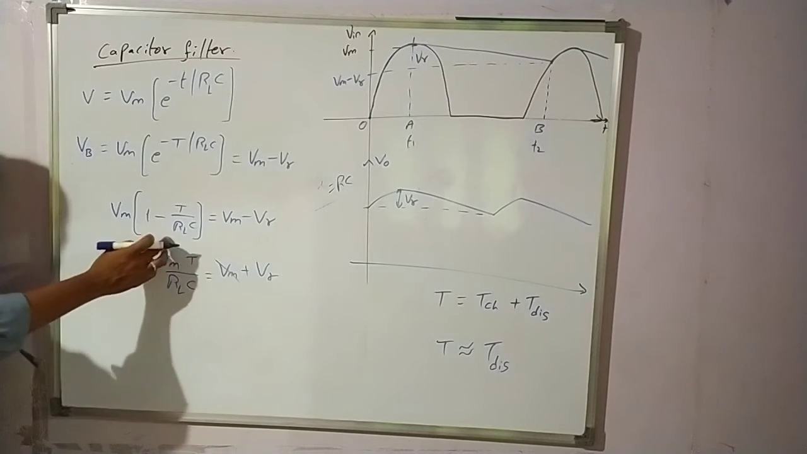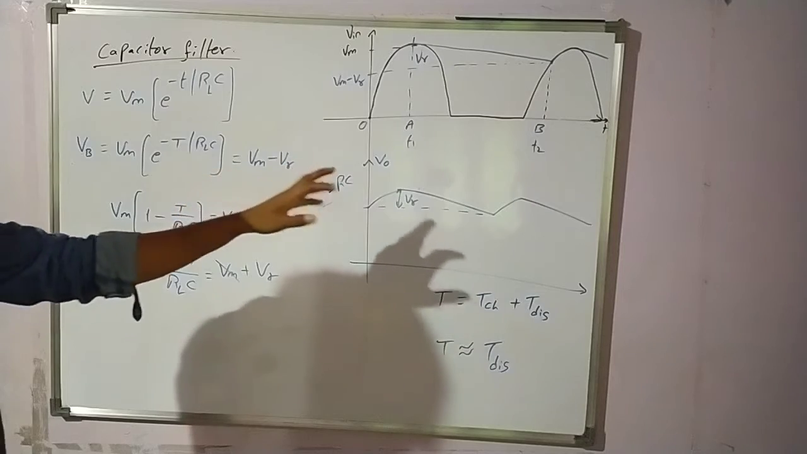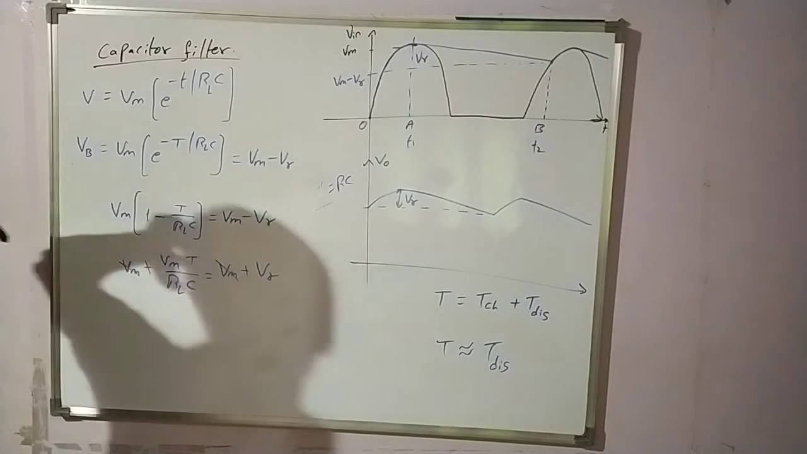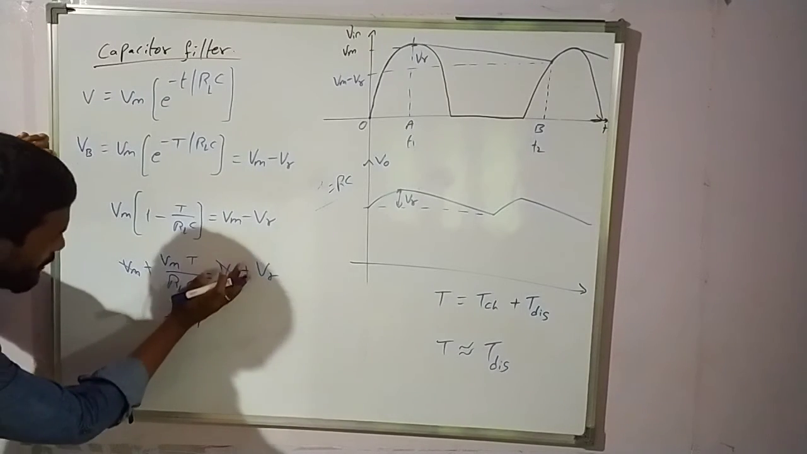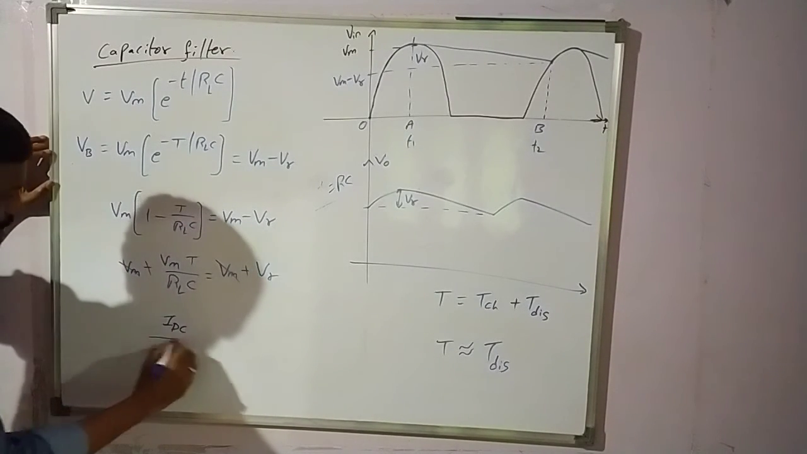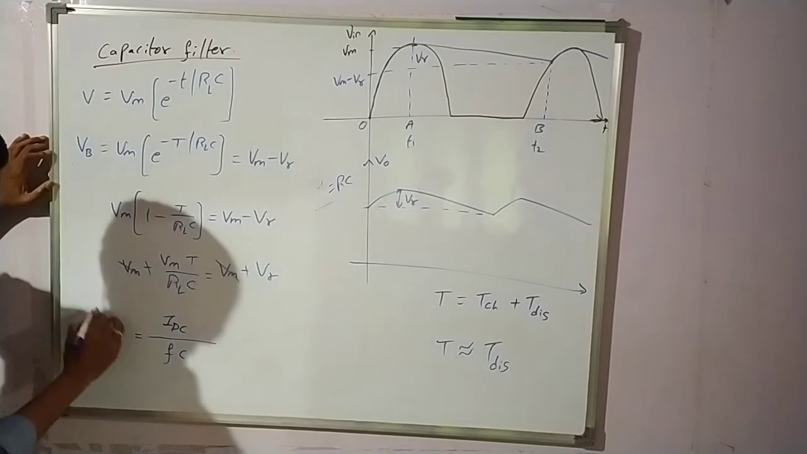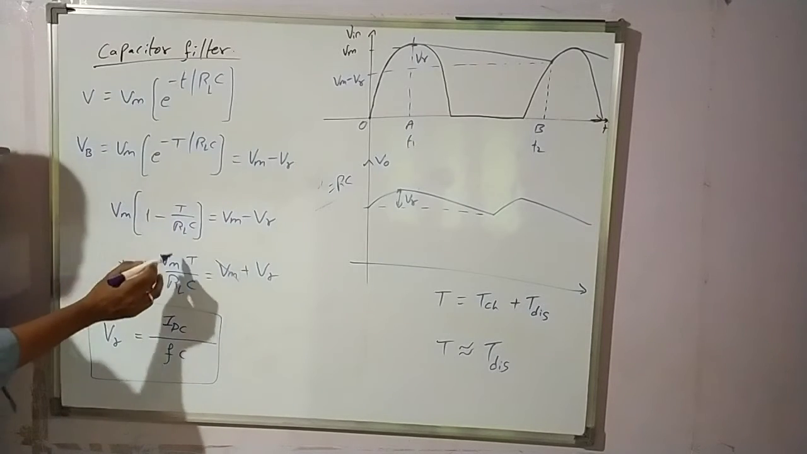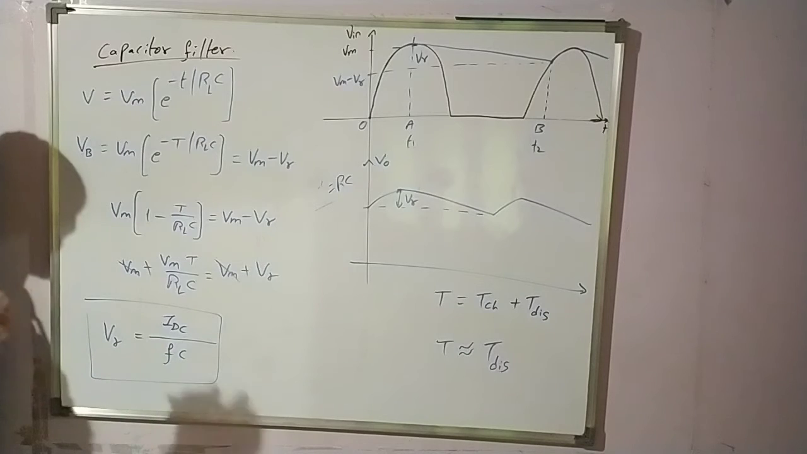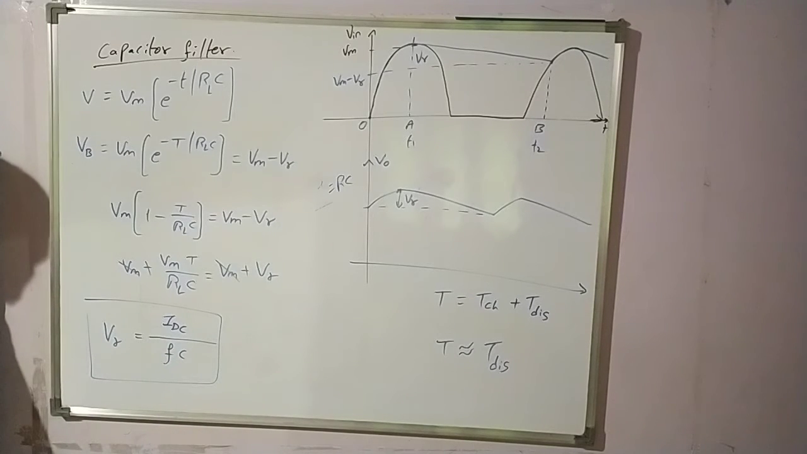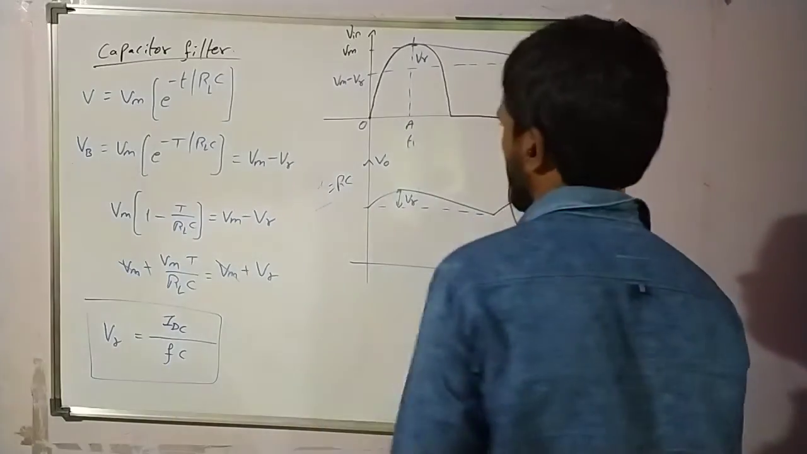What is Vm by RL? I can say this is IDC, the current across the diode. So I can replace it with IDC. T is 1 by F, so I can write 1 by FC. So this is the value of VR. Again I am repeating: Vm by RL I replace with IDC, and 1 by T is 1 by F. So now this is the VR value I got, the peak to peak voltage.